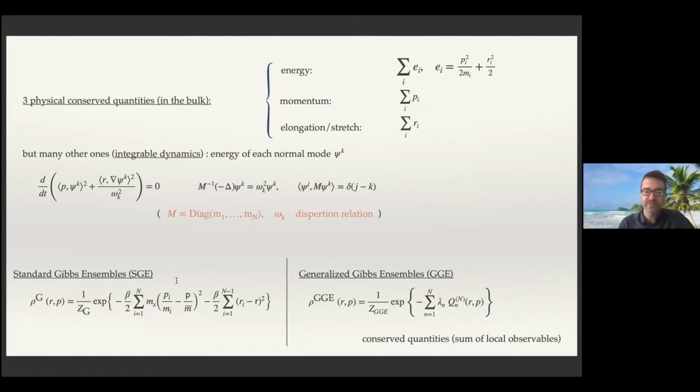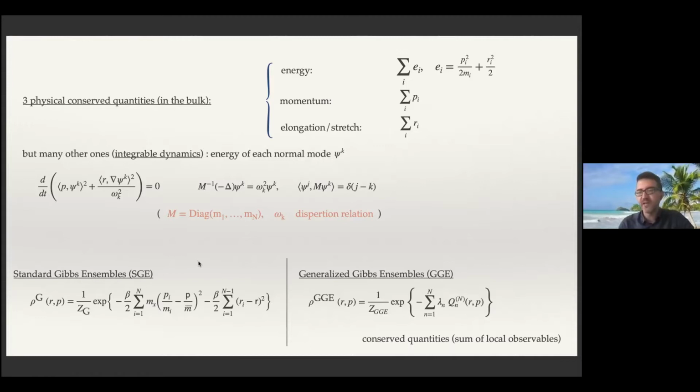which are just given by the following expression here. So here beta is the inverse of the temperature. You have the average momentum, the average velocity. So you have to think a bit because here we have several different masses. So I introduce this notation here with, oh, sorry, it is m_i here, and m bar is just the average of the m_i. And here it is the average stretch in this standard Gibbs ensemble.